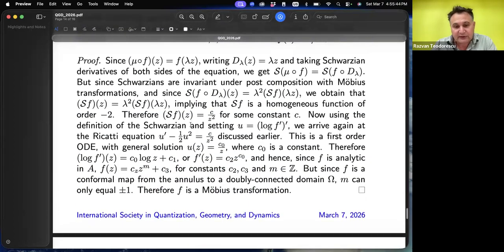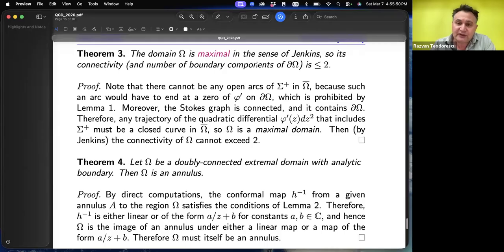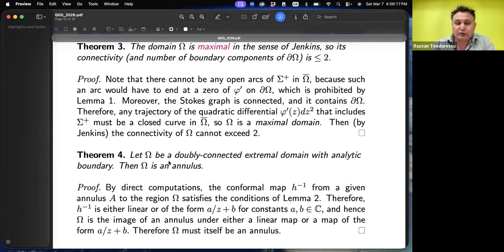that eventually, in the interest of time, I'll skip to the end, that in turn, through the classification provided by Jenkins, allows us to identify a domain that's extremal for anti-content as being maximal in the sense of Jenkins, and that was a well-known fact since the 60s, that such a domain cannot have connectivity larger than 2. Which, of course, with one more simple proof, turns out to be equivalent to the domain being either a disk or an annulus, the example that we started from in the first place.